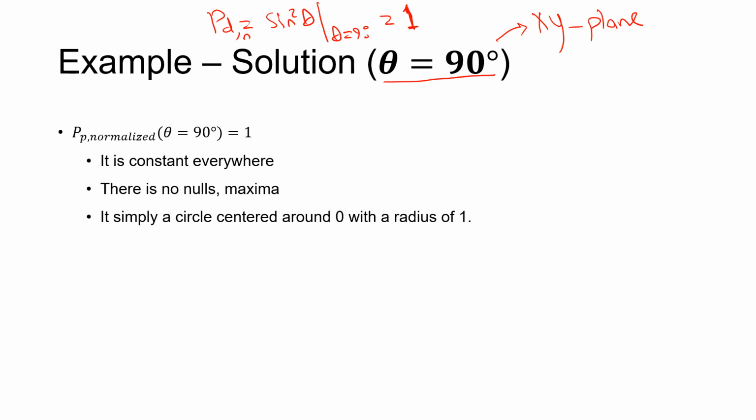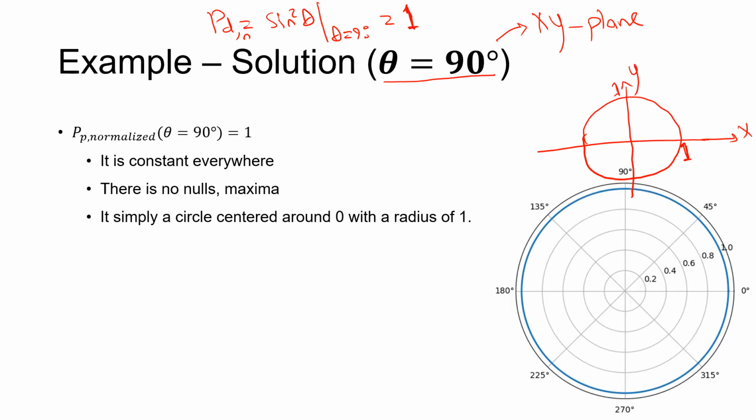So if it was 1, actually we don't need to do the calculation which we have done in the previous slide, because it's just a constant everywhere. There is no null and there is no maximum, it is just flat. So simply what we will have, if we plot the xy plane, we'll just get a circle, right? So this is maximum of course 1 because it's normalized, and this is xy. And I also plotted this one with Python, but this is very easy, right?